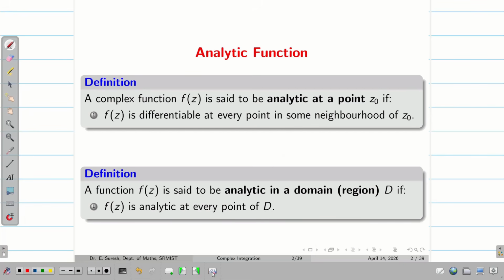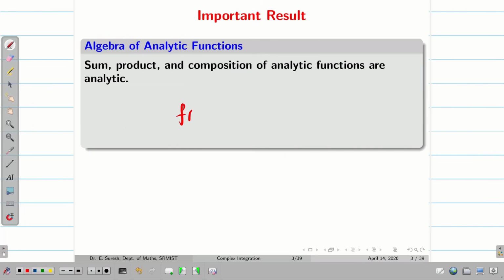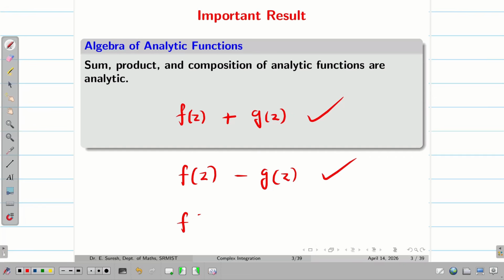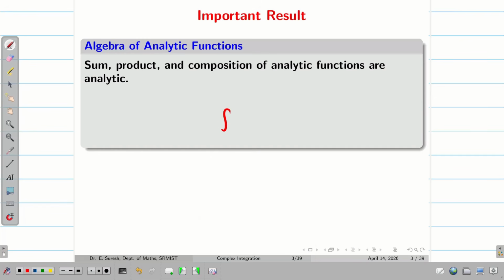Now we are going to have some basic results which are very helpful in problem solving. Suppose f of z and g of z are two analytic functions. Then the sum of these two analytic functions is also analytic. Similarly, if you subtract these two analytic functions, this is also going to be analytic, because I can write this as f of z plus minus of g of z. Next, f of z into g of z is also analytic. The third one, the composition function, that is f of g of z, is also analytic.